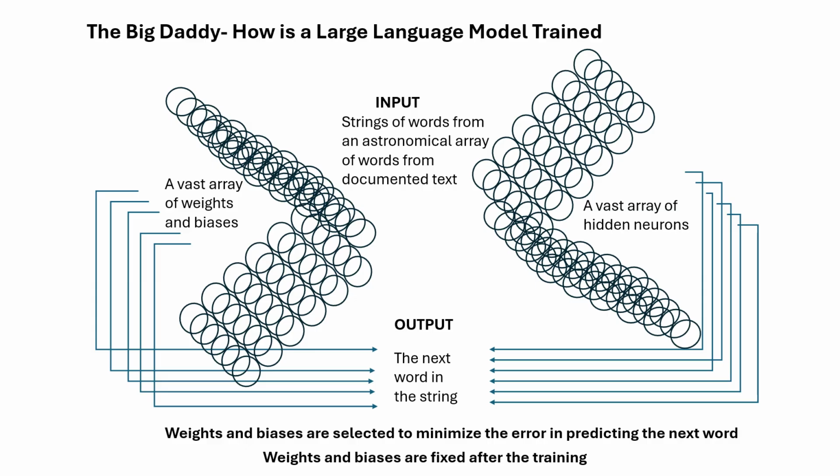And once the LLM is trained, those weights and biases are fixed after training. But it's still this idea of weights and biases and selecting the set that reduces the error between a predicted output and the actual output. In this case, being driven by these strings of words from this astronomical amount of text that the LLMs are trained on.